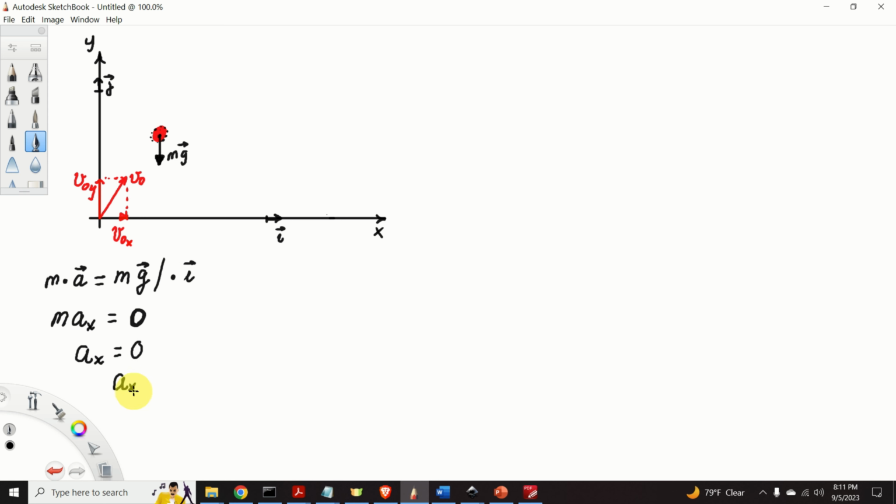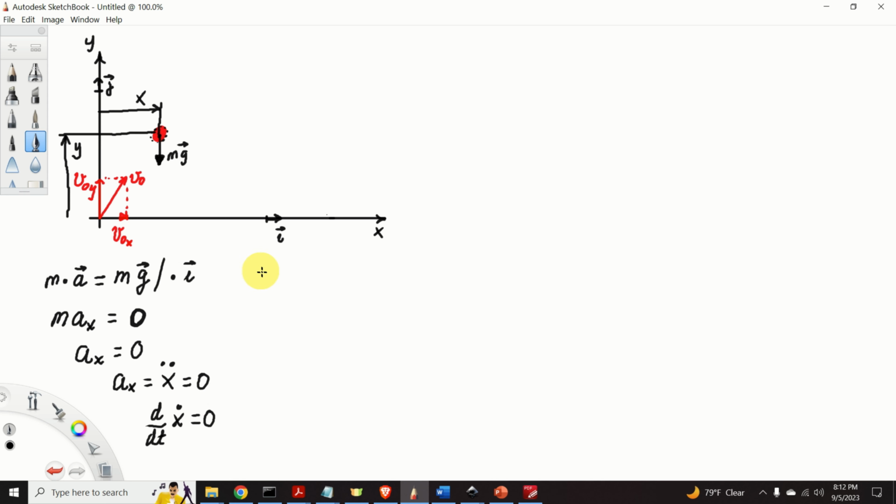ax is the second derivative of the position x of our projectile. Let's catch this position. Here it is. This is the x position of the projectile, and this is the y position of the projectile. From this equation, we obtain that the second derivative of x is equal to 0. That is, d/dt of x dot should be equal to 0.